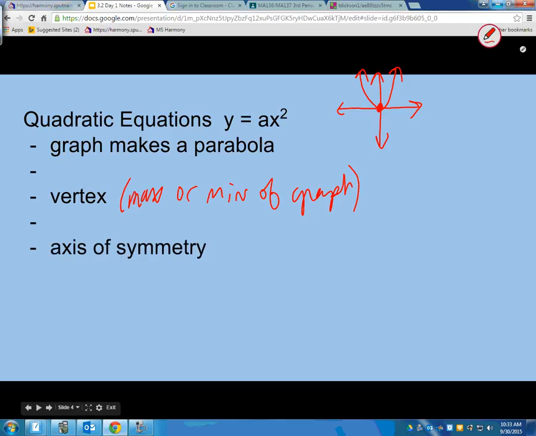Symmetry. What's the axis of symmetry in a parabola? The line that cuts down the center, that cuts it in half, that you could fold it over. If it's centered at the origin, the axis of symmetry is just the y-axis. But it's always x equals whatever the x coordinate of the vertex is. So x equals, I don't know what to say. I was going to say x equals 0 for y equals ax squared. But if it's moved over, right, it's going to be different.